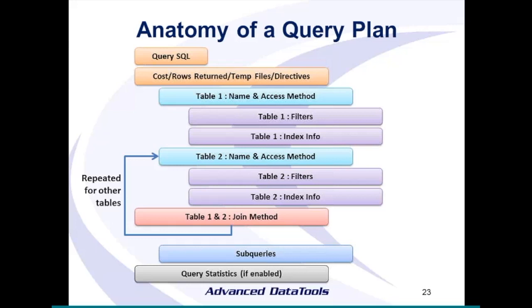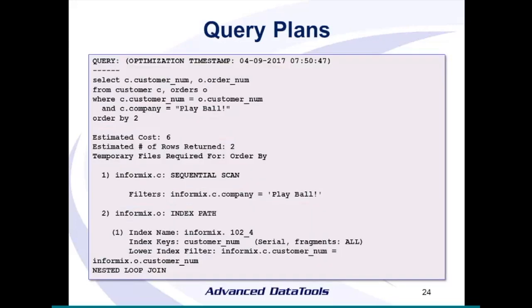So let's take a look at an actual example. So we begin with the query SQL itself. That's shown first, followed by a few lines that give the estimated cost, estimated number of rows returned, and in this case, you'll see that temporary files were needed because we had an order by on the SQL.